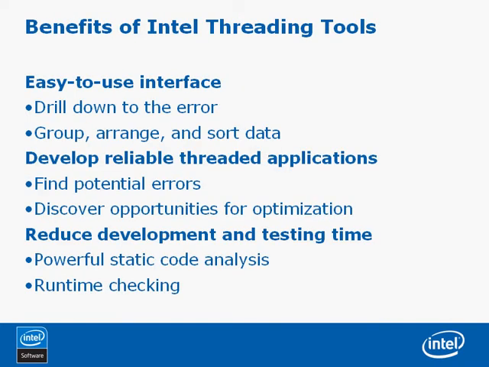Using the Intel threading tools is easy. The user interface is powerful and intuitive, allowing Daniel to see errors and drill down to the function, line, and variable level. He can see call stack information in order to fully understand the error. He can also arrange issues visually, with full ability to group, arrange, and sort the data based on priorities at each stage of development. He can create threaded applications that are efficient and reliable, discovering potential errors that may not have been discovered until too late.